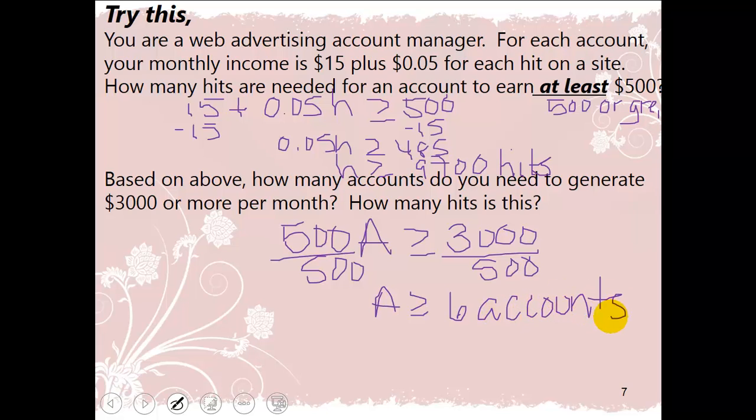So that means the number of hits I need in total is going to be 6 times the hits per account, 9,700. And that's going to give me 58,200 hits. Okay?